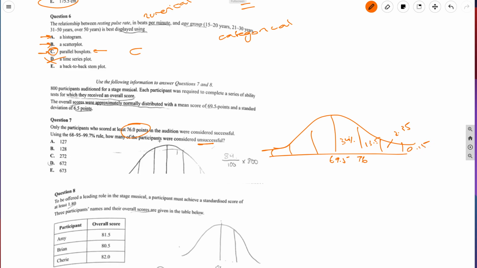How many of the participants were unsuccessful? They needed to score at least 76. So successful goes this way, so therefore unsuccessful is everything else. So this adds up to 16%. This adds up to the remaining 84%.